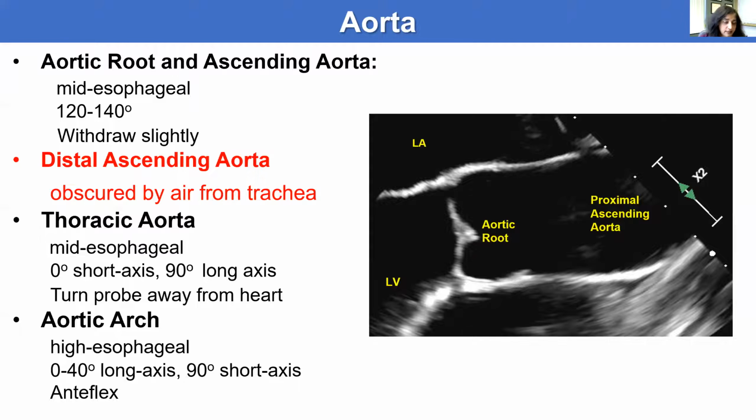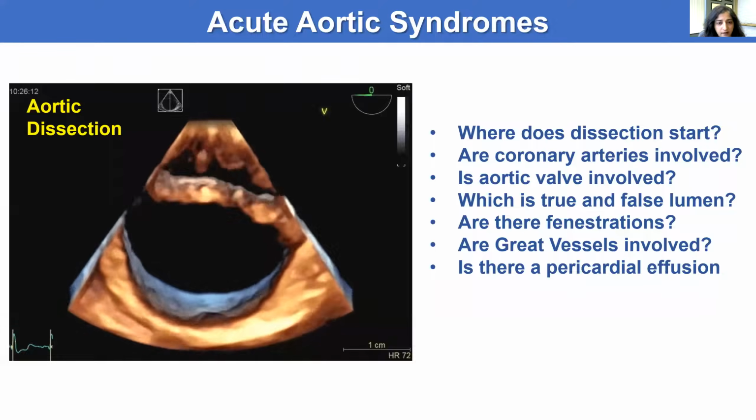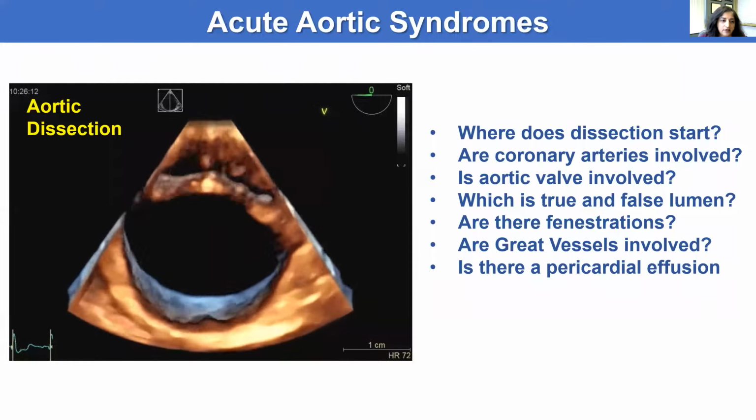Most of the aorta can be seen. So here are views and angles for the aortic root all the way down to the thoracic aorta. The one caveat is that the distal portion of the ascending aorta can sometimes not be seen. It can be obscured by that one area where the esophagus is close to the trachea. And that might be the blind spot, the one spot on TE where you cannot rule out an aortic dissection. But otherwise, aortic dissection can be very clearly seen on a TE.